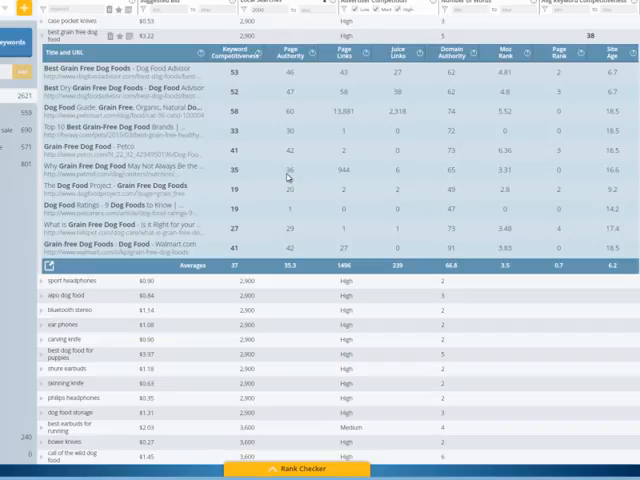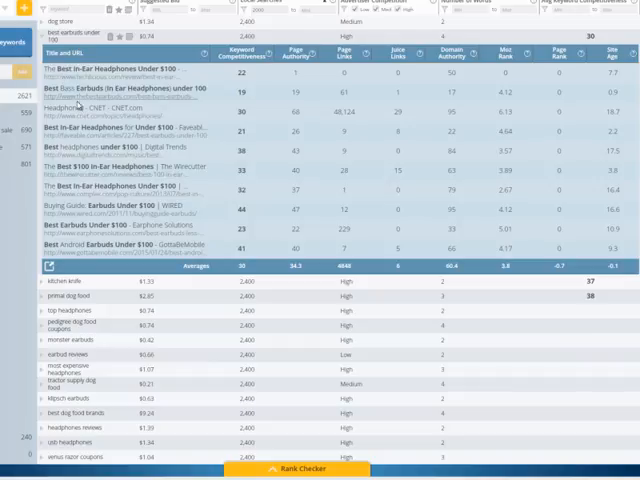Again, when I say this, these may be keywords you can write about, but these are not the low competition type keywords that you want to put all your time and energy into. Let's see if we can find one that you do want to do that.